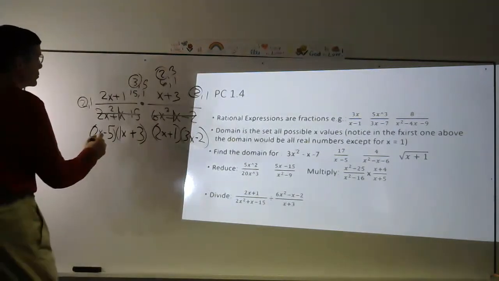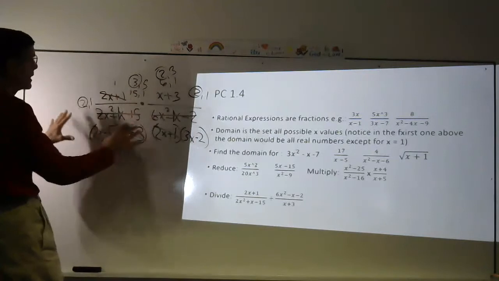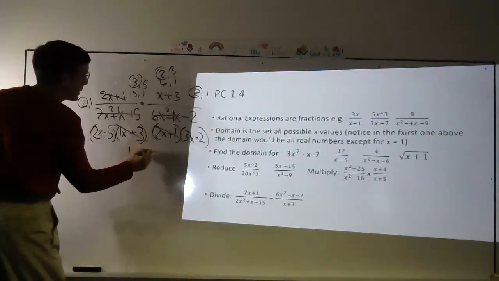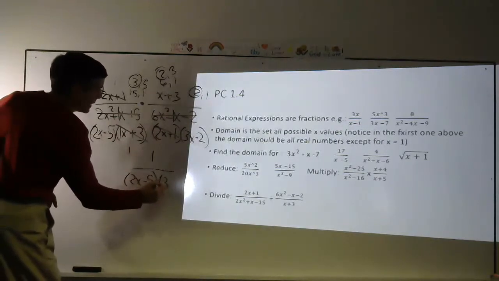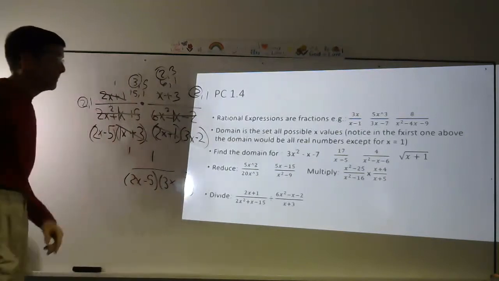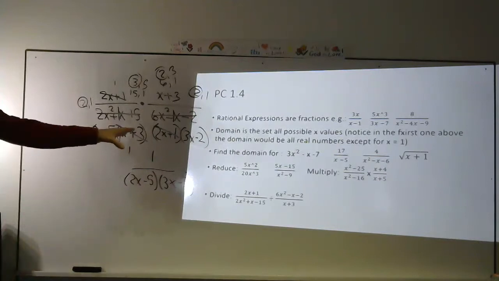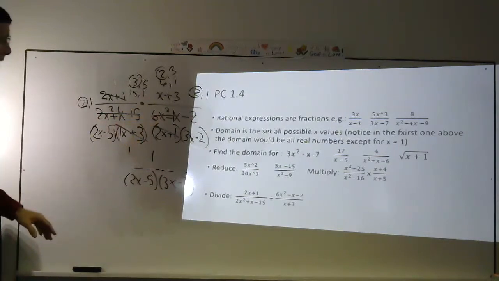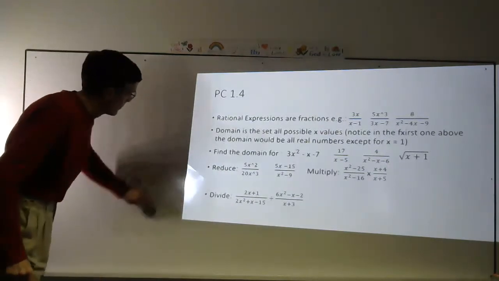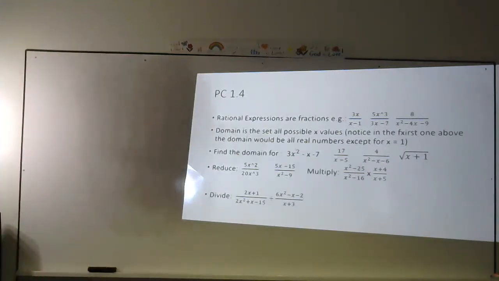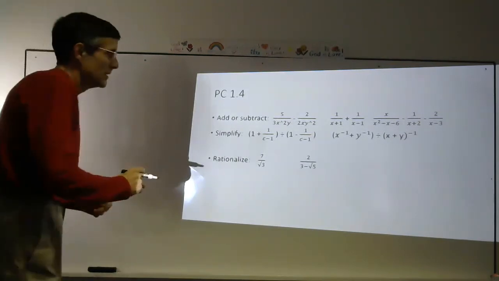Now, can we cancel? Sure. X plus 3s, 2x plus 1s. This is very ugly, but we just have 1 times 1 on the top. On the bottom, we have 2x minus 5, 3x minus 2. Okay? Everybody with me. Reducing, multiplying, dividing, okay? What else could there be to do? Uh-oh, how about adding and subtracting?